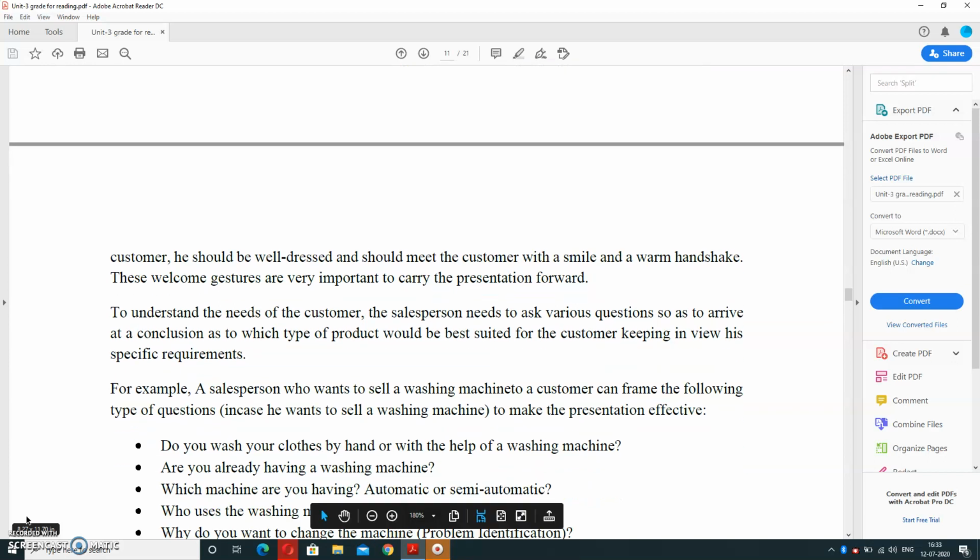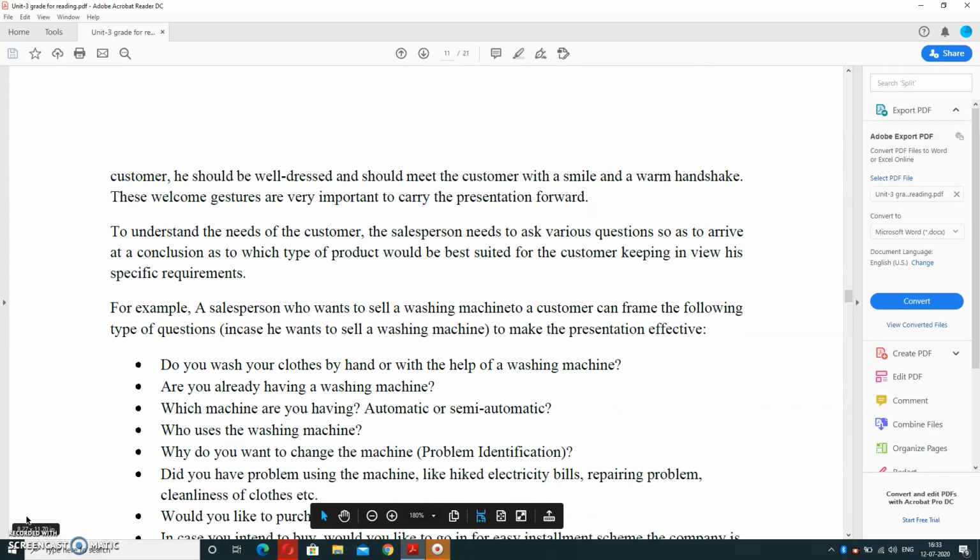Do you wash your clothes by hand or with the help of a washing machine? Do you already have a washing machine? Which machine are you having, automatic or semi-automatic? And who uses the washing machine? Why do you want to change the machine? What is the problem, meaning why is the customer not satisfied with the previous product?